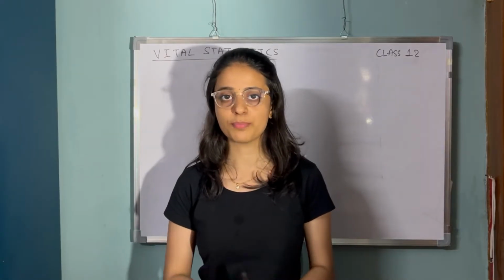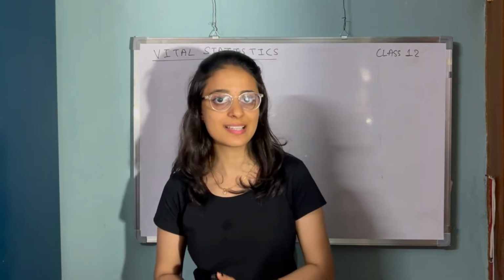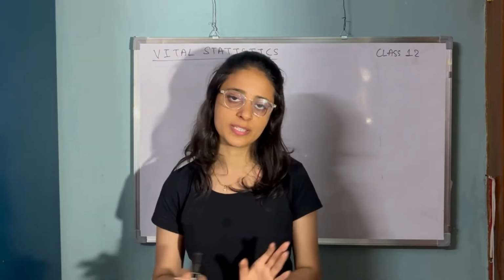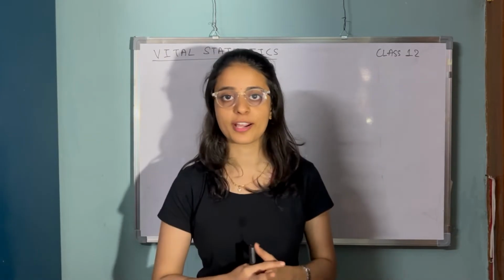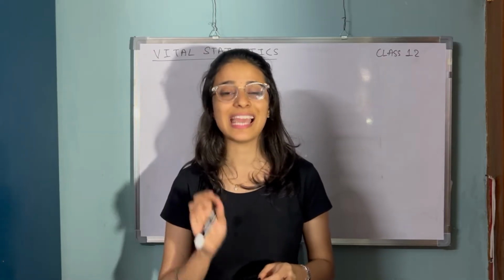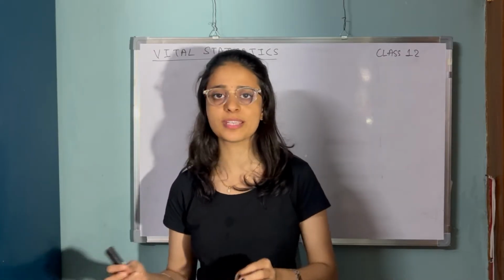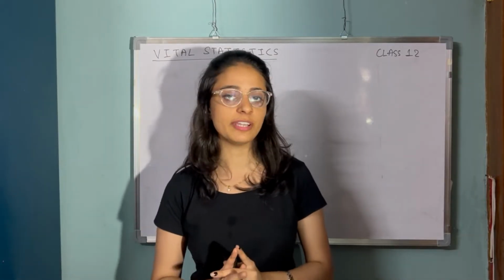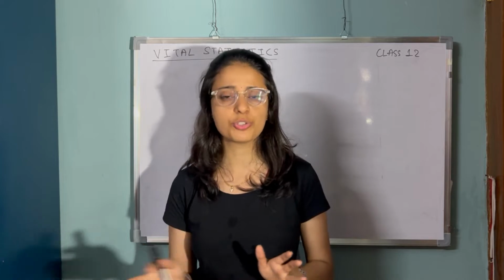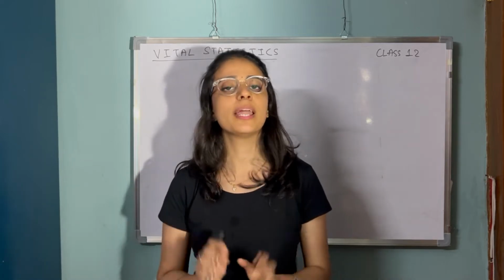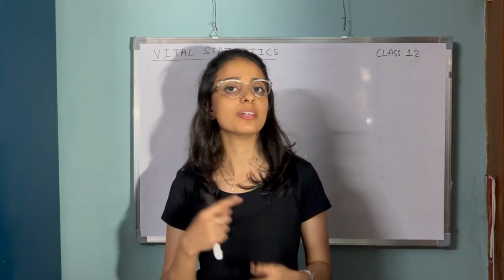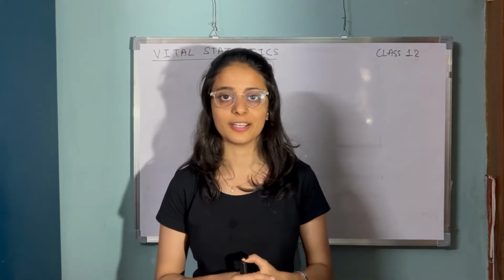So we are studying Subject Statistics, Chapter 1, Vital Statistics of Class 12. So far we have covered all the concepts related to fertility and reproduction rates. If you have missed any of the concepts or the problems involved in it, you can look into the description box. I have attached the video links. And if you have any confusion related to any of the videos, you can reach out to me in the comment section. And today we will look at the next concept, that is mortality rate. So let's get started.